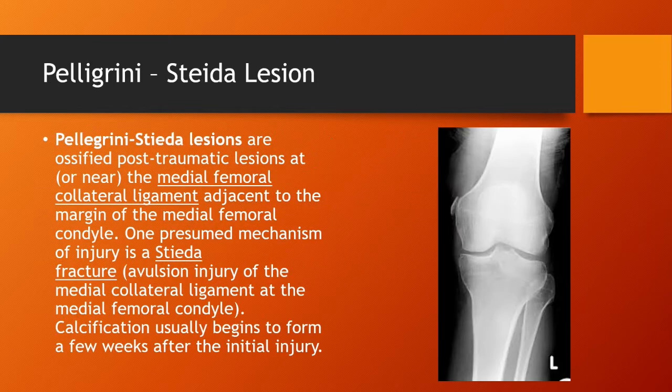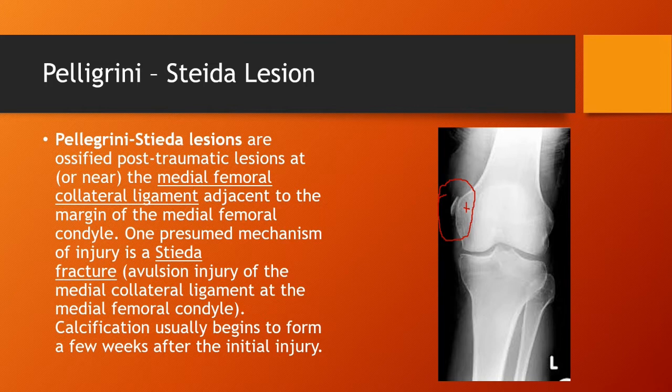lesion. So here we have an example of a Pellegrini-Stieda lesion, which is an ossification of the origin of the medial collateral ligament here on the medial femoral condyle. So the Pellegrini-Stieda lesion shows up on knee radiographs to alert you that there indeed has been a prior history of medial collateral ligament injury.